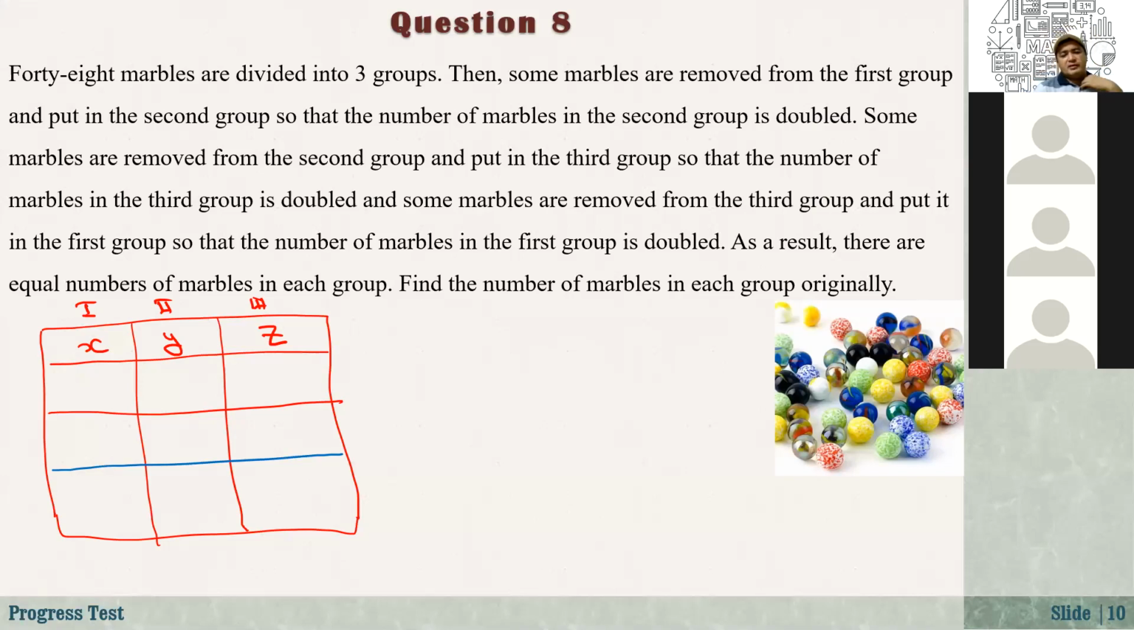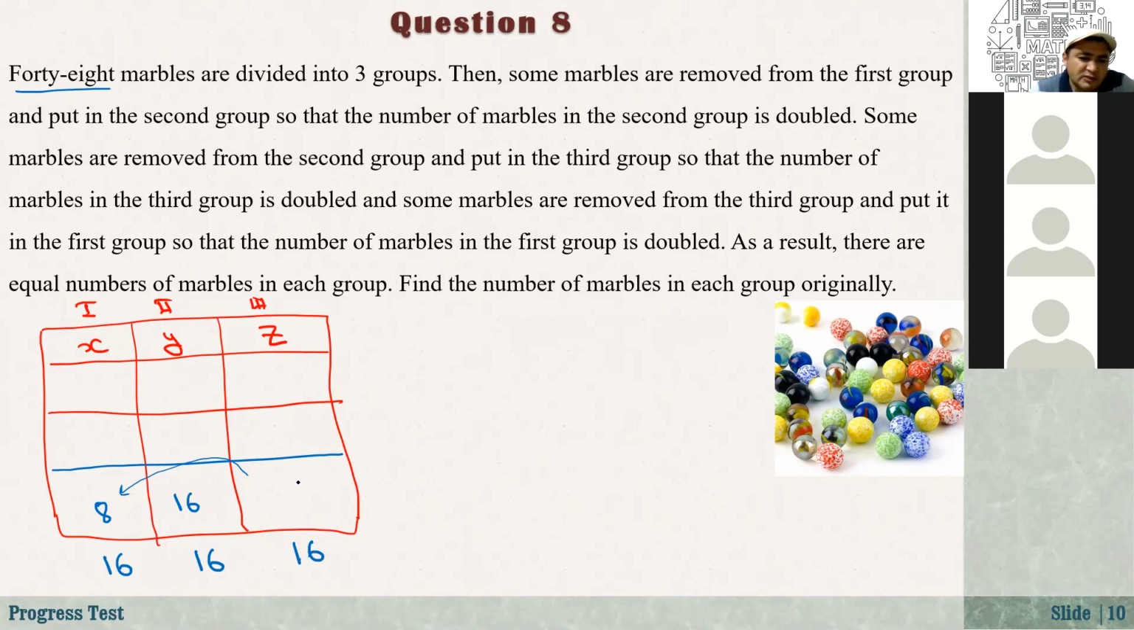So in the final step, if we have an equal number of marbles in each group, and originally we had 48 marbles, that means that in the first group there must be 16 marbles, in the second group 16 marbles, and in the third one 16 marbles, right? So before this, we took some and put them into the first group so that it is doubled. Before it is doubled, how many marbles do we have here? Actually here we have 8, and here we have 16. We didn't do anything to the second group.